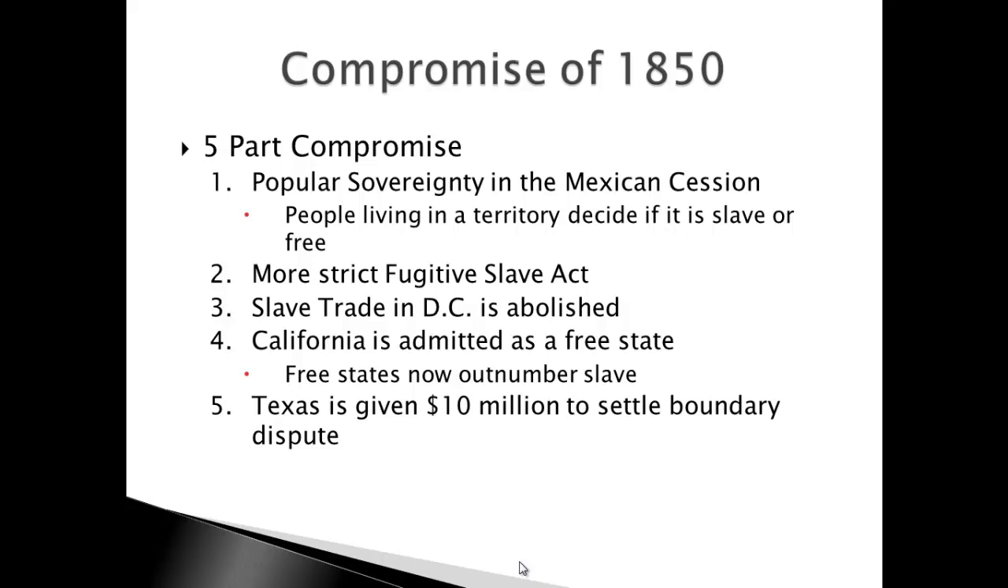Don't let that last section fool you into thinking it's not important. Texas was claiming a lot of land, and they were actually threatening to go to war if they didn't get what they wanted. So the U.S. was able to settle that dispute by throwing some money at them.